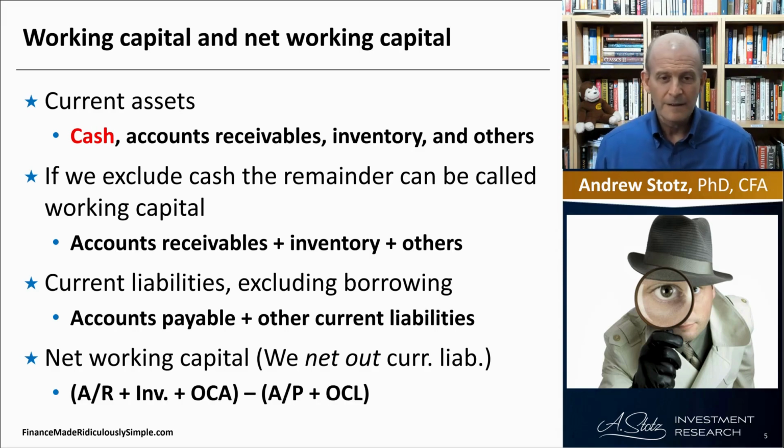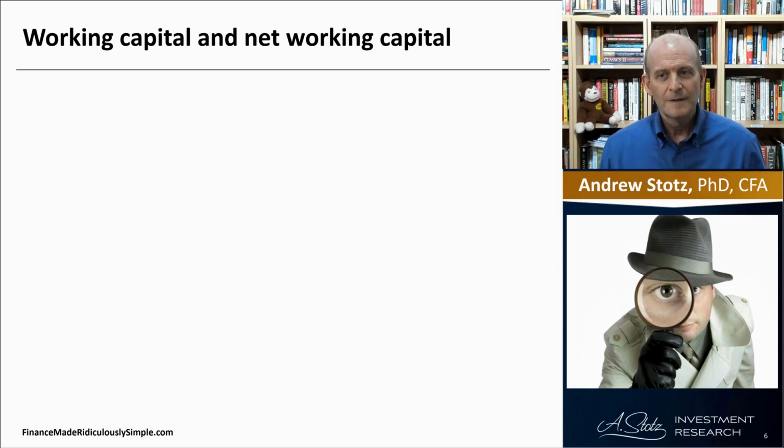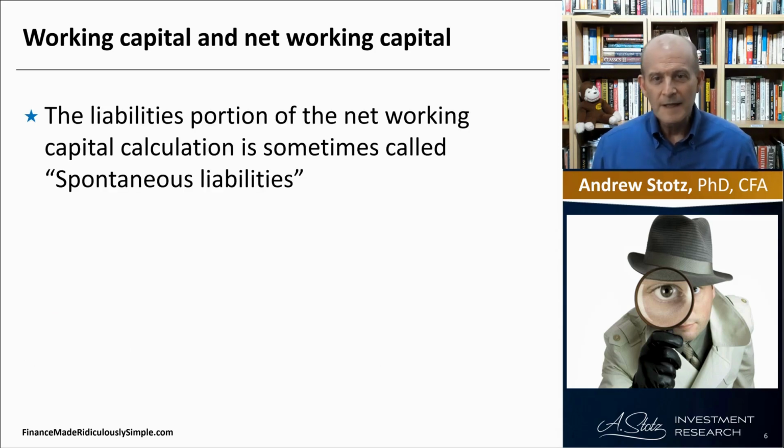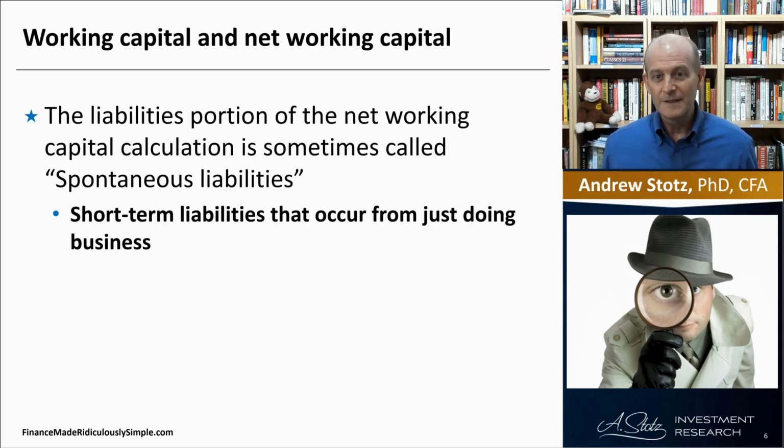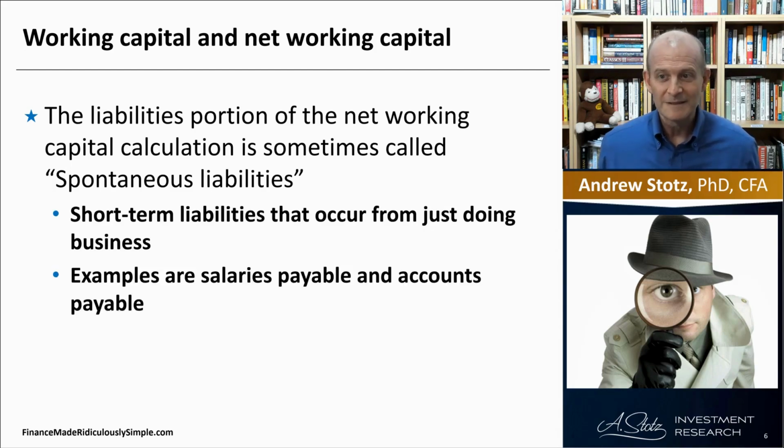So here's the calculation. It's just we add up the accounts receivable, inventory, and other current assets, and we subtract the accounts payable and the other current liabilities. So the liabilities portion of the net working capital calculation is sometimes called spontaneous liabilities. These are short-term liabilities that occur from just doing business. Examples are salaries payable and accounts payable.